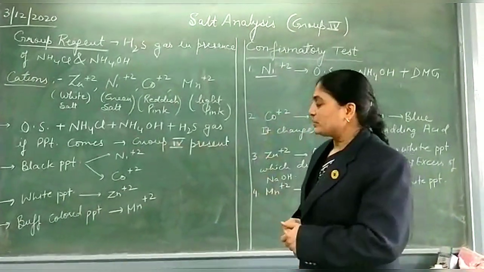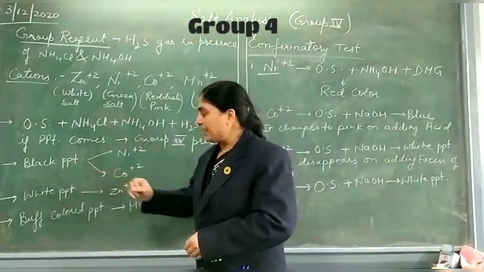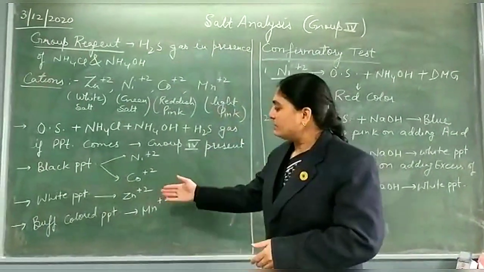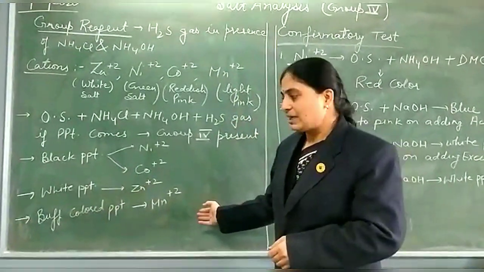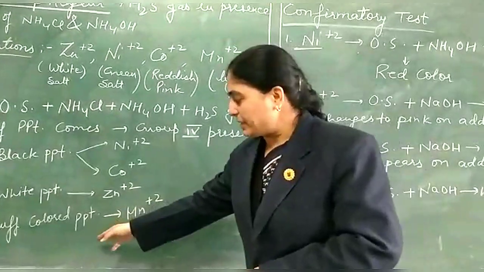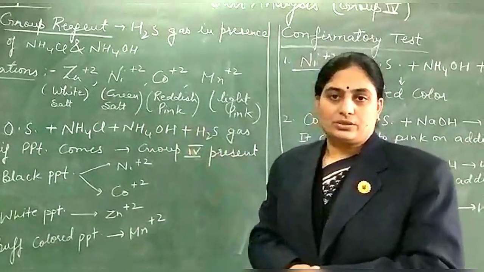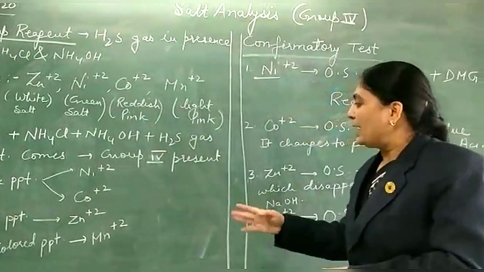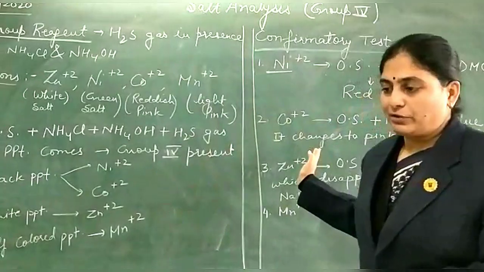Now, what type of precipitate? If we have either nickel or cobalt ion, a black precipitate should be there. If we have zinc ion, a white precipitate, and if we have manganese ion, a buff colored precipitate, after adding this group reagent. So let's see the color of the salt, then we'll proceed with this group reagent and then go for the confirmatory test.